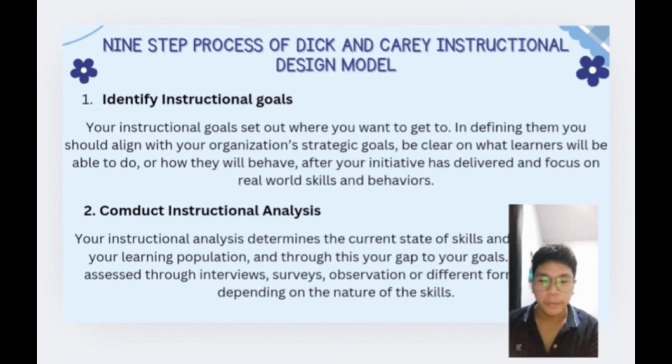So here in number 1, the learner should be able to achieve, clearly outline the skills or knowledge they need to develop in the end of the instruction.